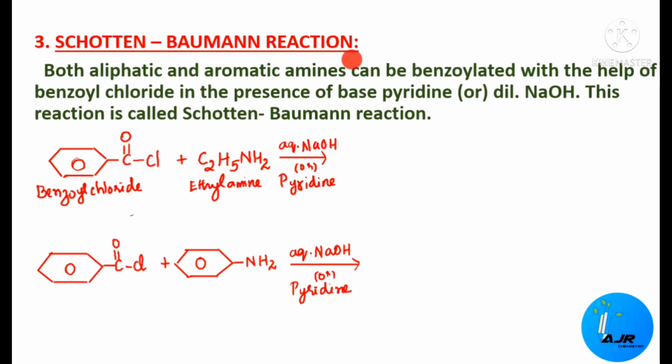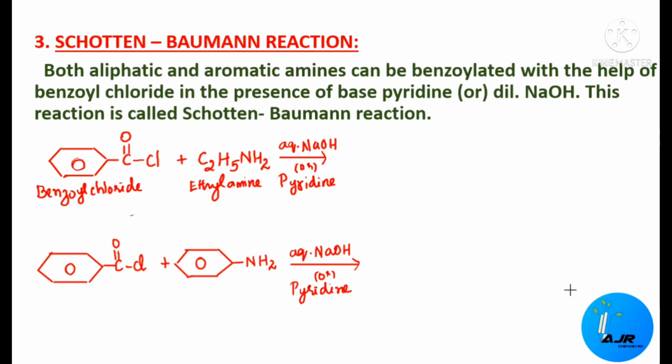It's a very important question. Schotten-Baumann reaction. Both aliphatic and aromatic amines can be benzoylated with the help of benzoyl chloride in the presence of a base, pyridine or dilute sodium hydroxide. Understood? This reaction is called the Schotten-Baumann reaction. Both aliphatic and aromatic amines undergo it. What do you mean by benzoylation? Actually, it is the introduction of a benzoyl group.